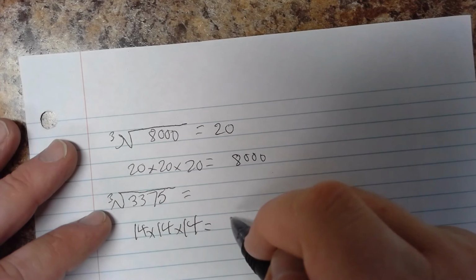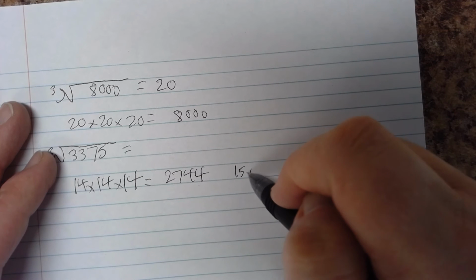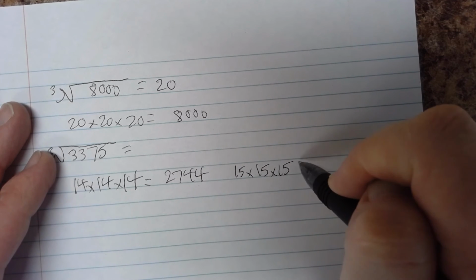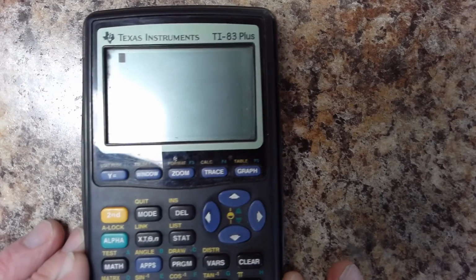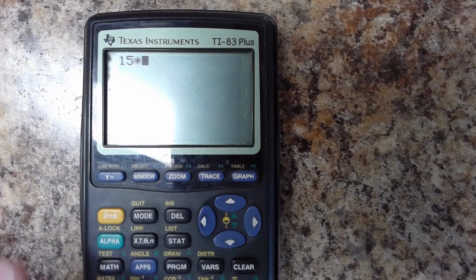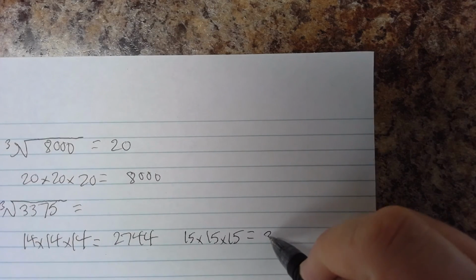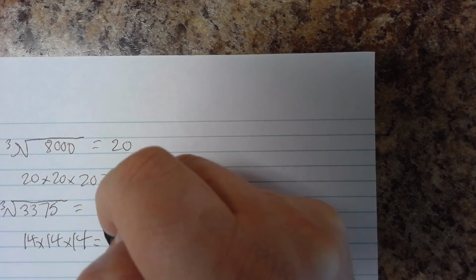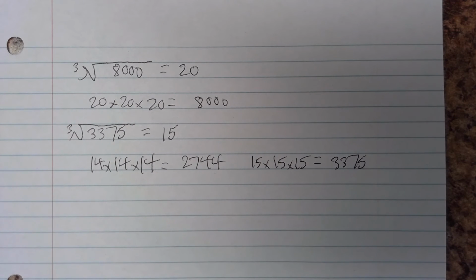14 times 14 times 14 is 2,744. 15 times 15 times 15 is 3,375. It is indeed 15. The cube root of 3,375 is 15. That's all the concepts I needed to review with you.